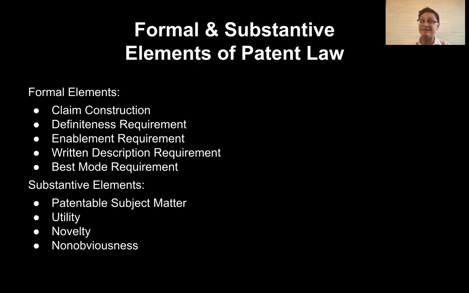For the next several classes, what we're talking about are the substantive requirements for patentability. In other words, what kinds of things can be patented in the first place and why. For substantive requirements, first, that the material claimed or that the patent claims reflect patentable subject matter. In other words, are they the kind of thing that can be patented in the first place? And then in addition, does the invention or discovery claimed have utility, novelty, and non-obviousness?